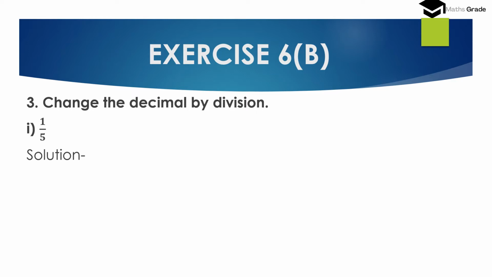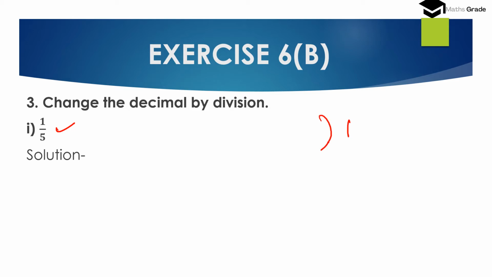Now we will solve question number 3. Change the fraction to a decimal by division. First bit, 1 divided by 5. We have to convert this 1 divided by 5, which is in fractional form, into decimal by the division method.